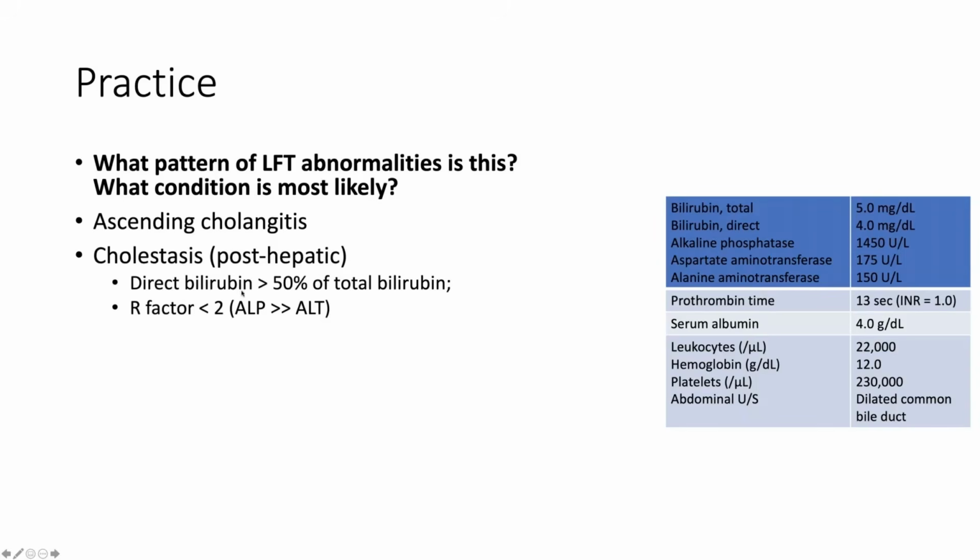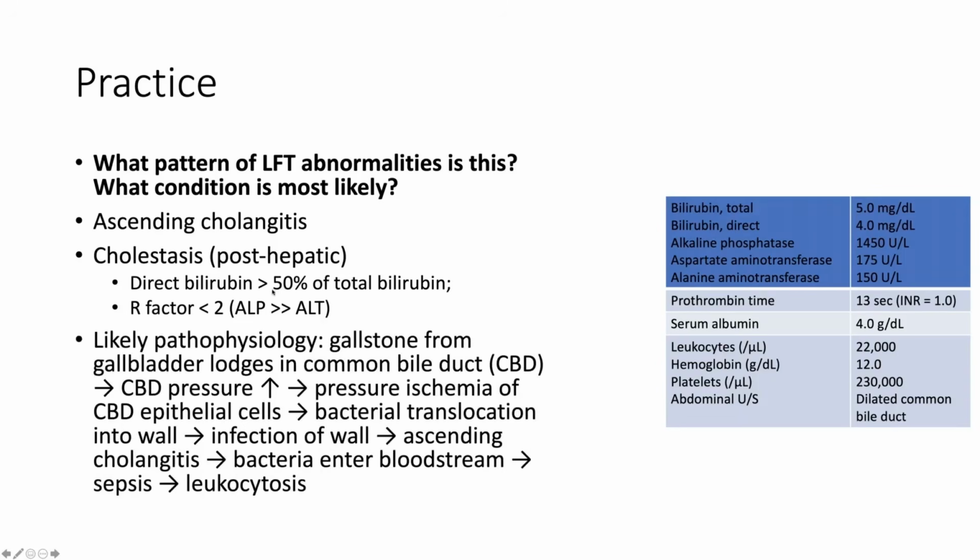So your direct bilirubin would be high, as we talked about. The pathophysiology, just to be very clear: you've got a gallstone from the gallbladder that lodges in the common bile duct. So the common bile duct pressure is going to increase for whatever reason, probably because of pressure ischemia. You'll have bacterial translocation, because there's bacteria that's just present in the lumen.